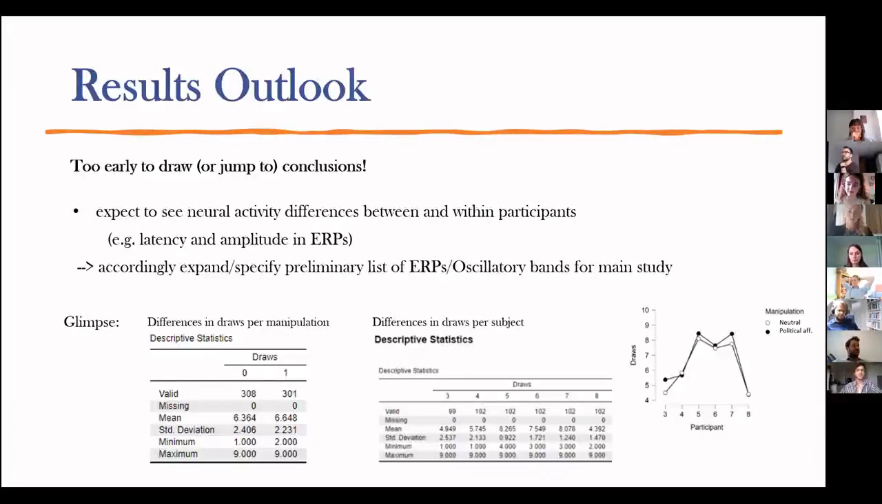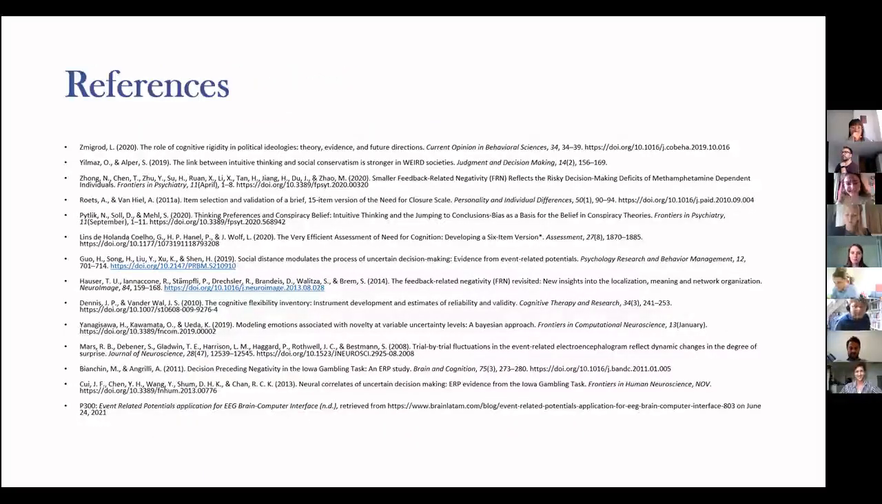But to sum it all up, we hope that with this study, we contribute to a better understanding of how differences in cognitive processes related to decision-making, judgment, and inference influence the ideological brain and vice versa. And you can see our references on the next slide. These will also be uploaded if you're interested.